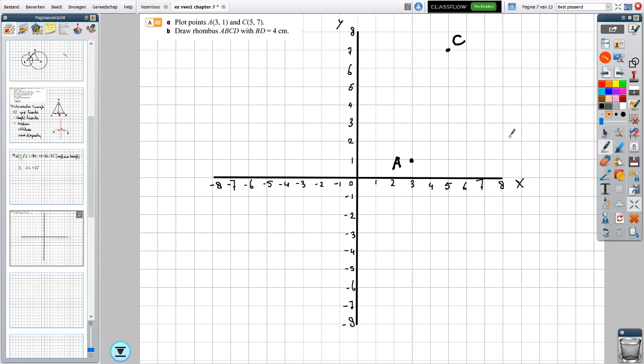C. Okay, that's A. In B, it looks like they give you one piece of information, but they actually give you two, right? They say draw a rhombus. So that means that whatever I'm going to draw has the properties of a rhombus. With that being said, BD equals 4 centimeters. So I know that the thing that I'm going to draw is a rhombus, so I should now use those properties to start drawing ABCD.